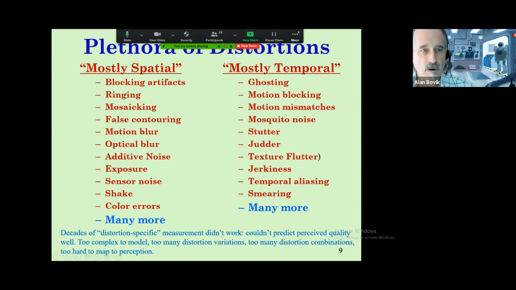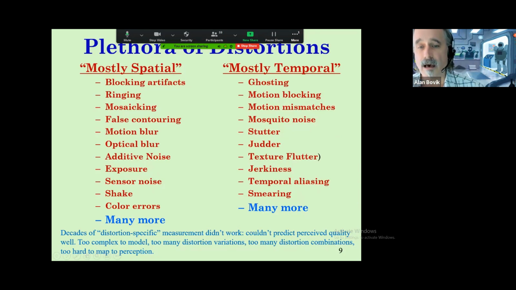Here are some more errors that can occur. Some we could classify as mostly spatial, afflicting frames, where you can just see it. Other ones you only see if the video is playing. They have a temporal or time aspect to them. And this is just a short list of both. There are many, many, many more, and they can again all combine into new distortions that you have no hope of actually modeling in some generic way.